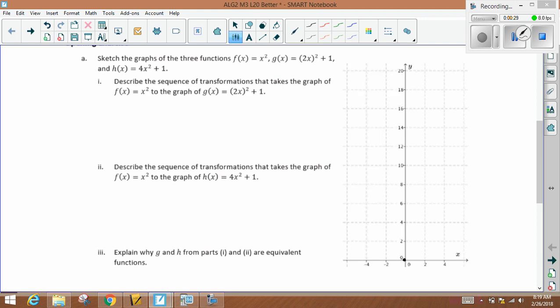So we have a point (0, 0). We have a point (1, 1). We have the points (2, 4), right? And then always is a reflection. So we are putting this as a parabola.